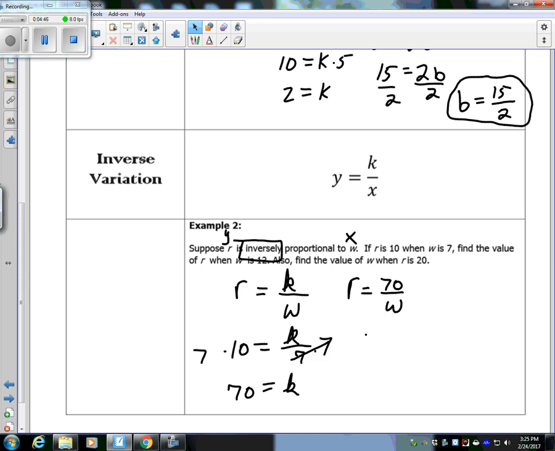When W is 12, we just put in 12 for W: 70 divided by 12. That's 35 over 6, so R equals 35 over 6.